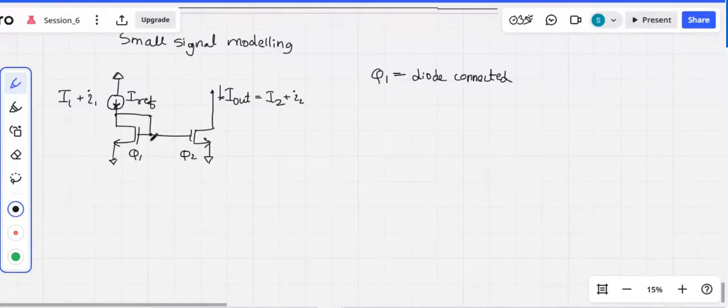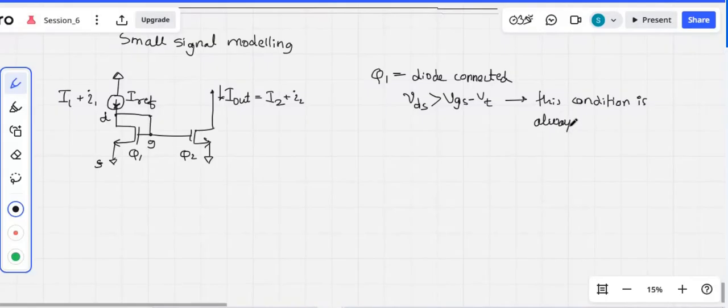Why? Because if you observe the gate, source and drain, the condition VDS greater than VGS minus VT is always satisfied for Q1, hence it is always in the saturation region.